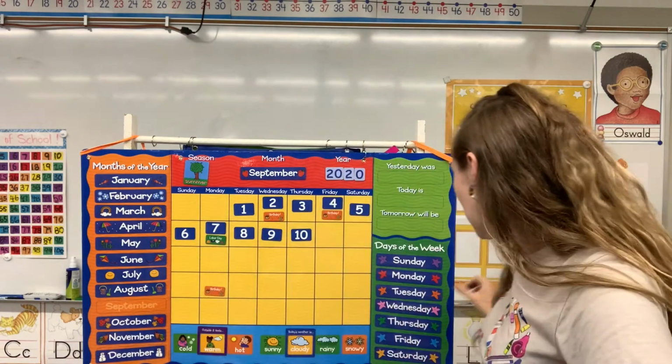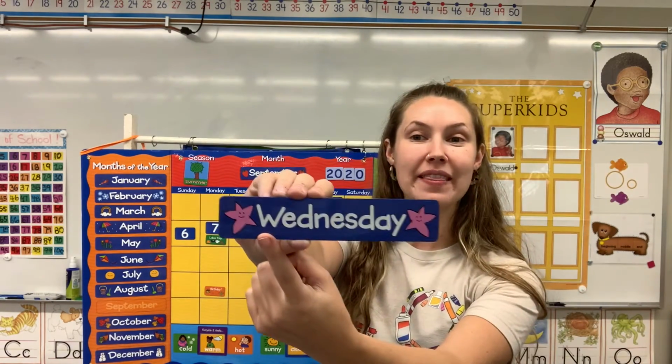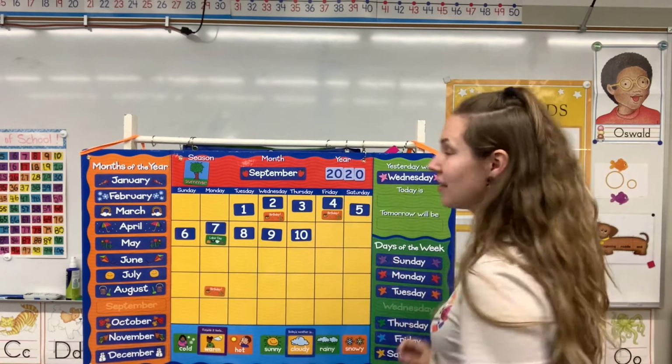It was Wednesday. Yesterday was Wednesday. Begins with a W. I'm going to put that right here under yesterday was.